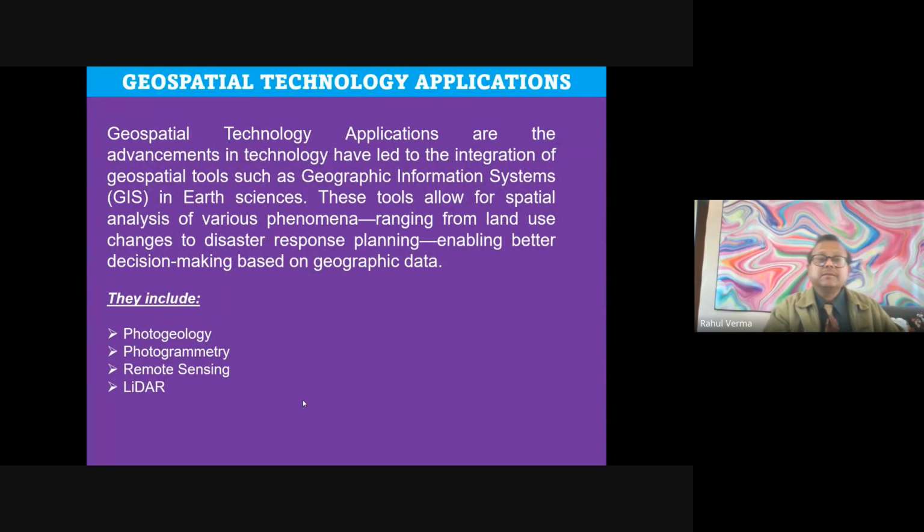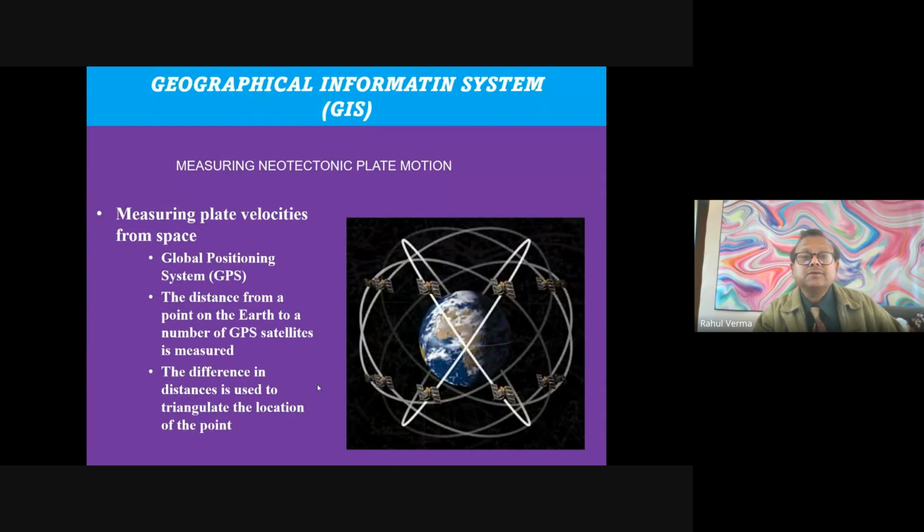Now these are the modern techniques. We started with going to the bush and going to the field and taking rock samples and soil samples. And this geospatial technology has really made our life easy. So this includes photogeology, photogrammetry, remote sensing, and LiDAR. LiDAR is the latest one. So here actually we use GIS, that is called Geographical Information System, and they have the Global Positioning System, GPS. We also have GPS in our mobile phones. So let's see how it works.